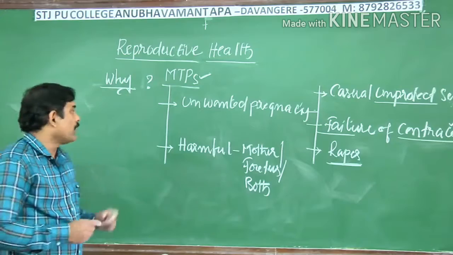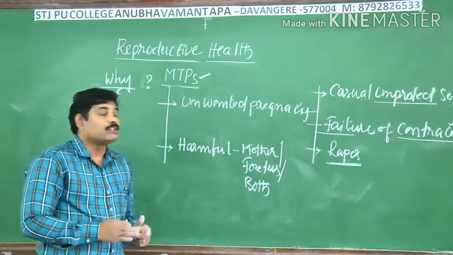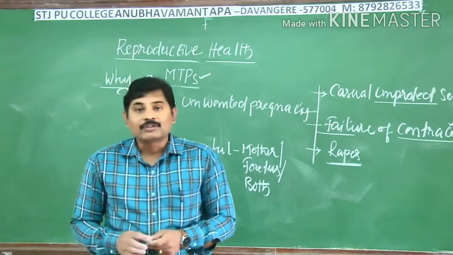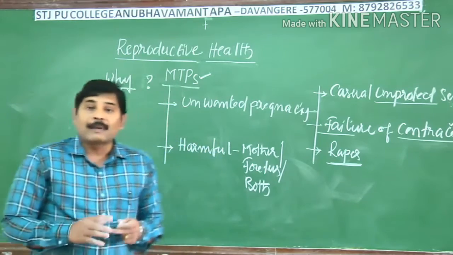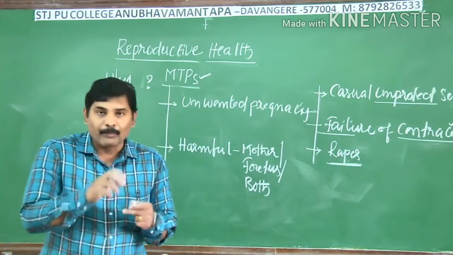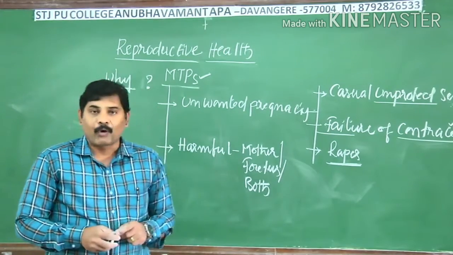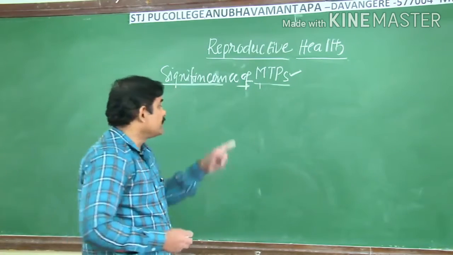That is the reason why it is made legal in India. And that too, it is not so easy to go for abortions. Before a woman goes for an abortion, she needs to take the opinion of a registered medical practitioner. On his opinion and under his guidance only, the abortions must be performed in India. Right. What is the significance of these MTPs?